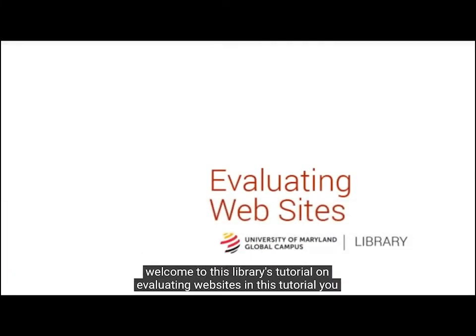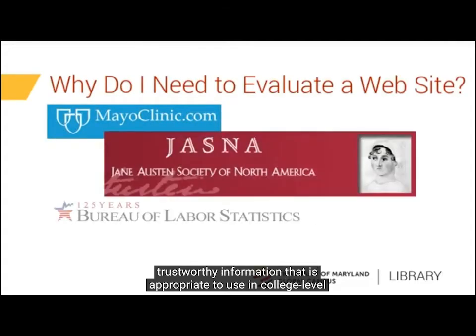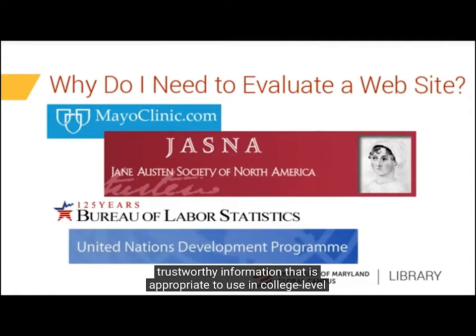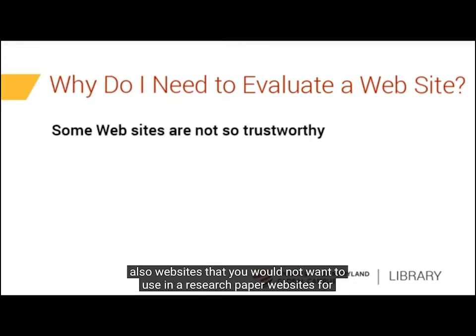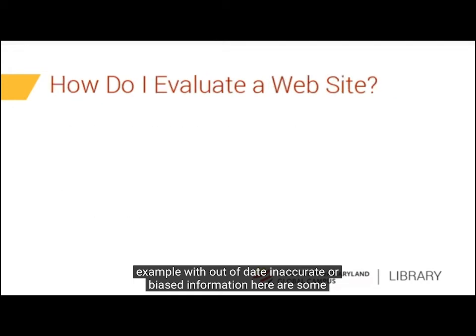Welcome to this library's tutorial on evaluating websites. In this tutorial, you will learn how to determine whether a website contains trustworthy information that is appropriate for college-level research. Many websites contain trustworthy information that is appropriate to use in college-level research. But because no one regulates information placed on the web, there are also websites that you would not want to use in a research paper. Websites, for example, with out-of-date, inaccurate, or biased information.